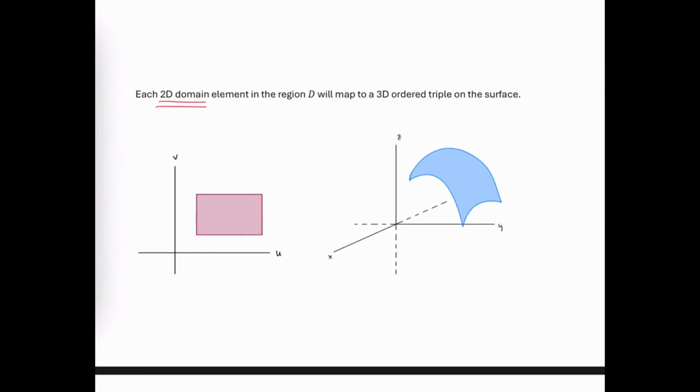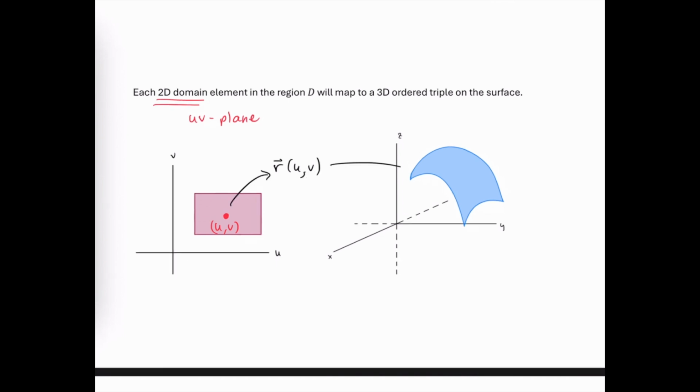We'll oftentimes see this 2D domain region in, let's say, the uv plane, graphed separately from the surface, and we think about an ordered pair in this uv domain region as a uv point. That uv point would be plugged into the vector-valued function, which then has an output that is a vector that points to an ordered triple on the surface, where the x value is a function of u and v, the y value is a function of u and v, and the z value is a function of u and v.